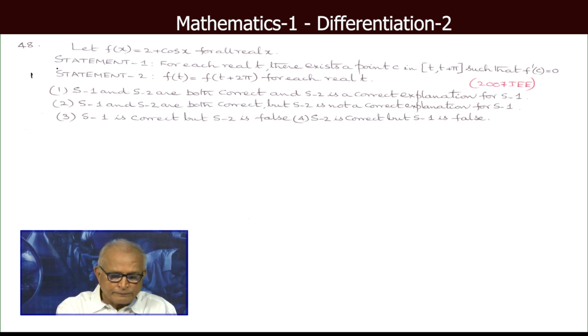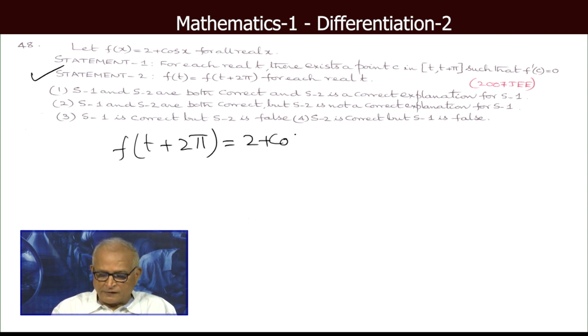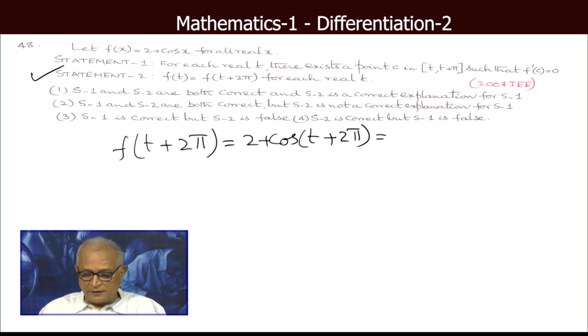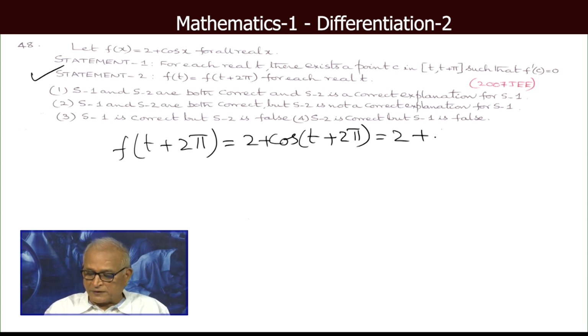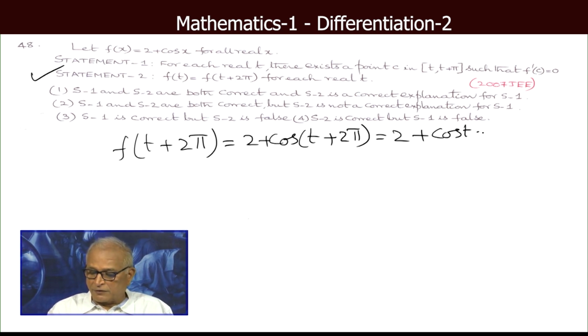Why? Because f of x equal to 2 plus cos x, so f of t plus 2 pi is equal to 2 plus cos of t plus 2 pi. You know cosine is a periodic function with a period equal to 2 pi. So this is 2 plus cos t, which is equal to f of t for all t. So the second statement is correct this way.